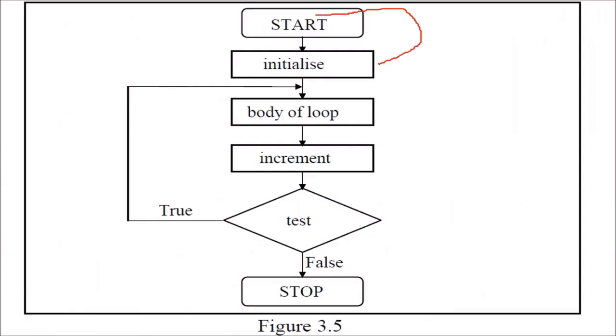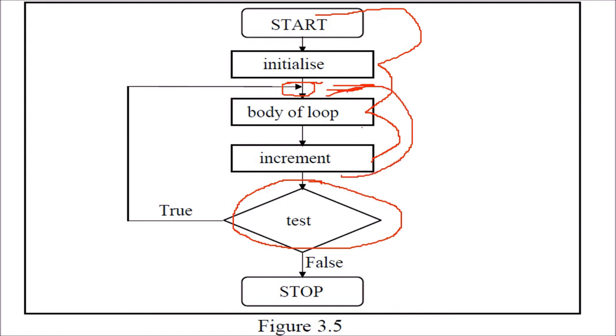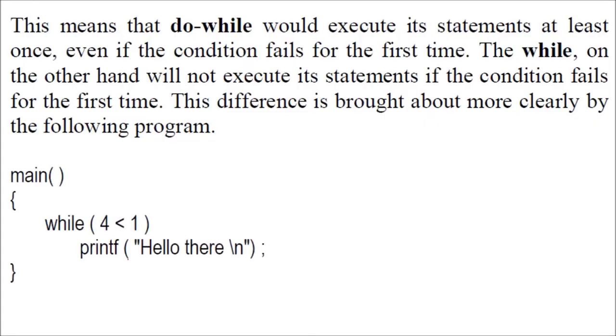You start, you initialize. Then you go to the body of the loop and the increment is done here. And the testing is done at the exit point. There is no testing here. See, in the for and while, the testing is done here itself. So you execute these lines or body and then you test. So if it is true, you go again. Otherwise, you come out. So this is the first time you want to enter, say, while 4 is less than 1, hello there. We know that 4 is not less than 1. So this print will never happen.